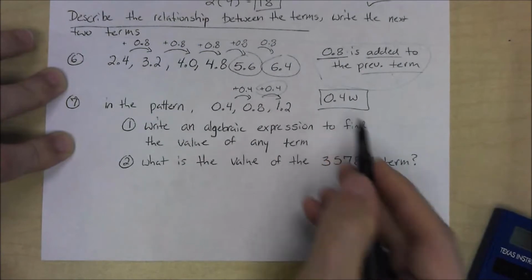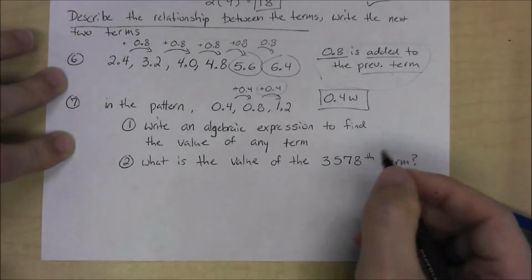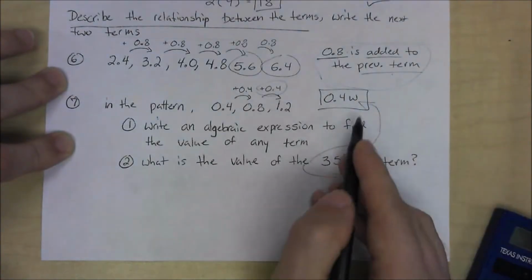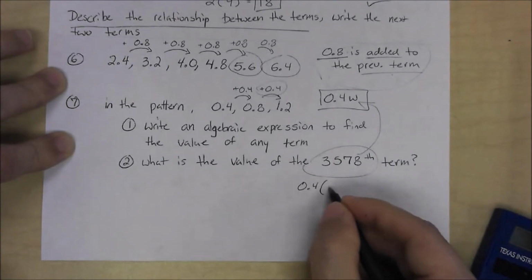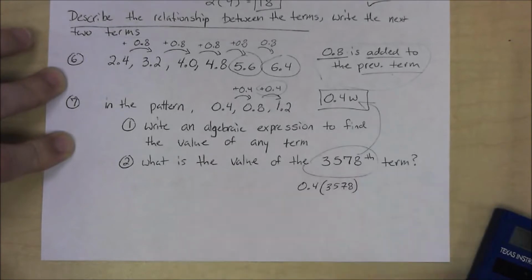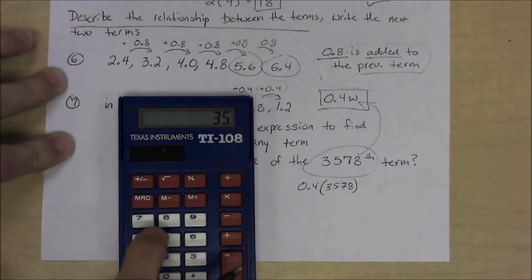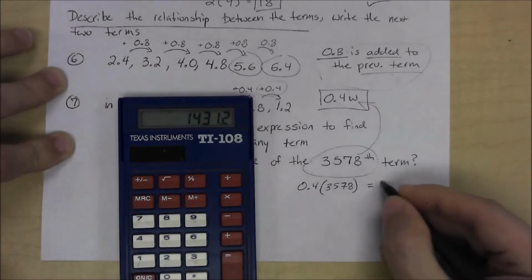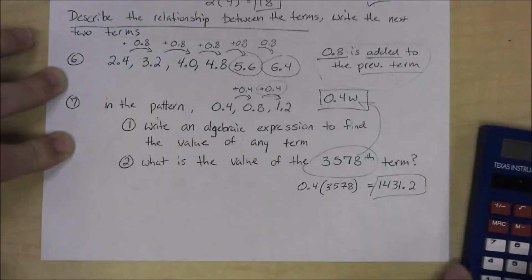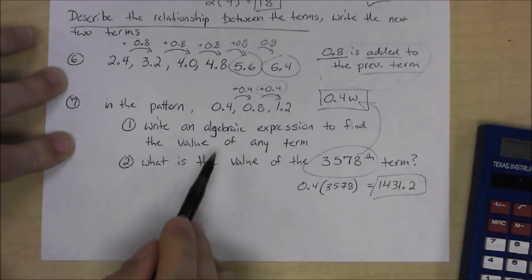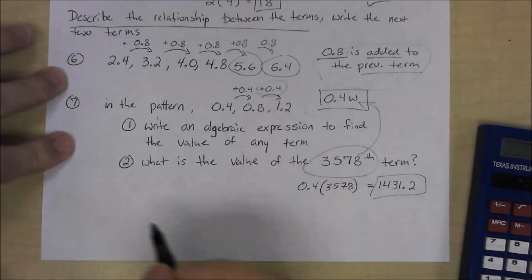That's the algebraic expression. And now to find the value of the 3,578th term, all you're going to do is take this number and plug that in for your variable. And you can use any letter for that. It doesn't matter. So in this case, we're going to do 0.4 times 3,578, and when we do that, we end up getting 1,431.2. Now, I'm going to show you 2 more examples just like this so you can feel really comfortable writing the expression and coming up with the term at the end.